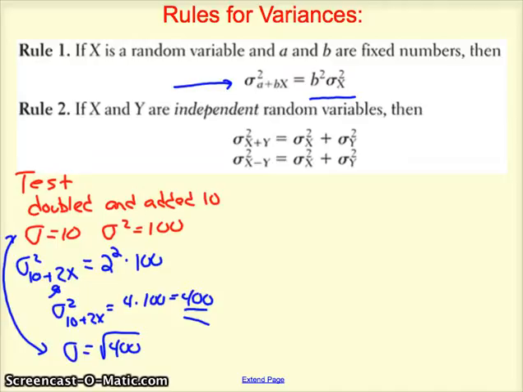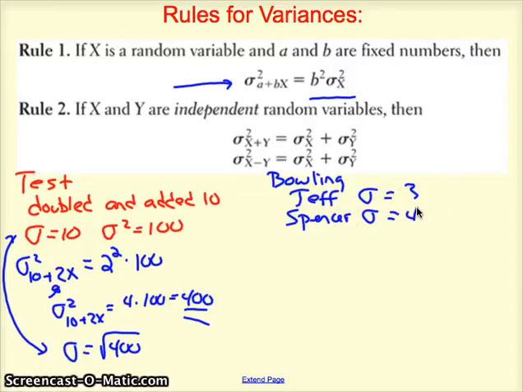Rule 2, let's go back to the bowling example here. It turns out that when I bowl, the standard deviation for my bowling scores is 3. When Spencer bowls, his is 4. The question is, what's the standard deviation for Spencer and Jeff together? So I'm interested in the standard deviation for us as a team. Well, it's not 7, because you can't add standard deviations. You can add variances.